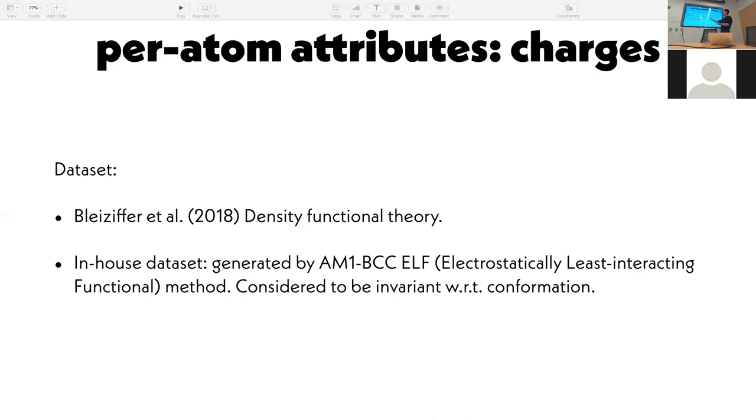So to address this problem, we are also generating charges using the AM1-BCC-ELF10 method that is thought to be the Boltzmann averaged charge for several lowest energy conformers.